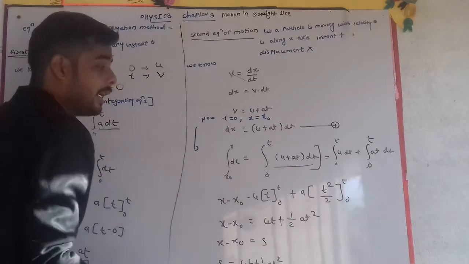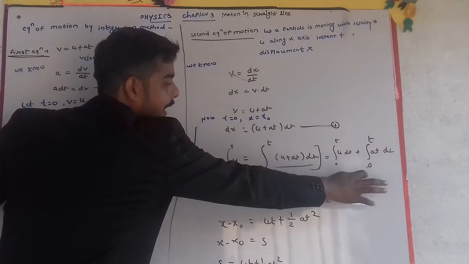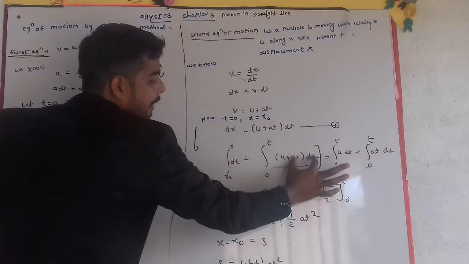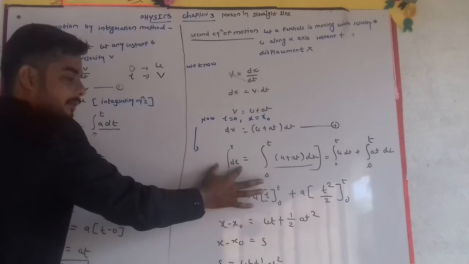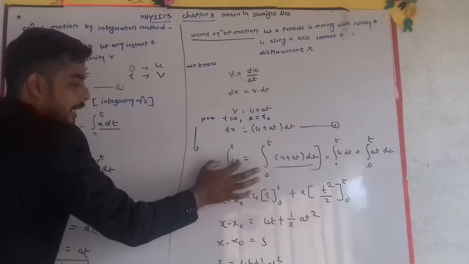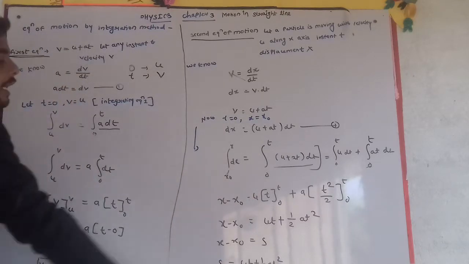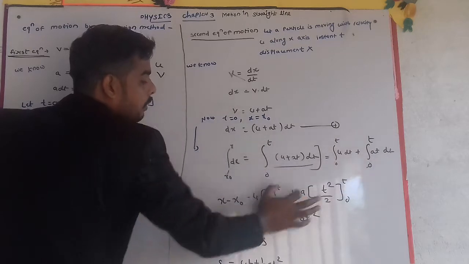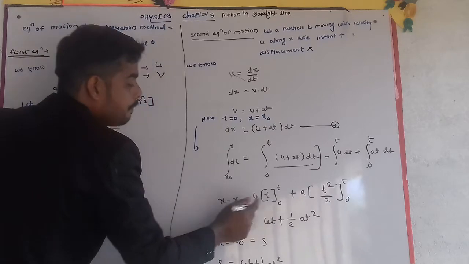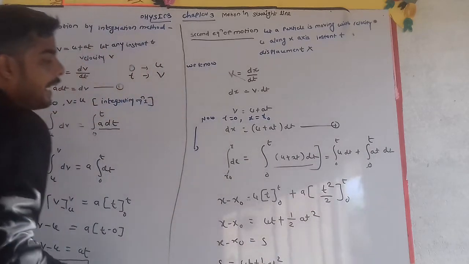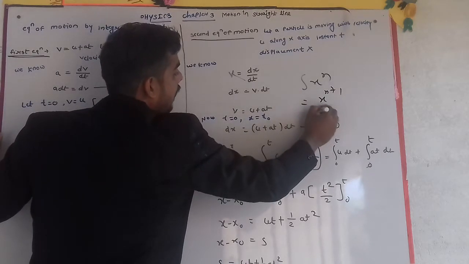If you are taking any problem, then separate the terms: integral of u dt and integral of at dt, from 0 to t. We have separated these two terms. The integration of dx is x, and putting the limits, upper limit minus lower limit, we get x minus x0. Here u is a constant, so we take it outside, and a also. We know that the integration of x to the power n is x to the power n plus 1 upon n plus 1.